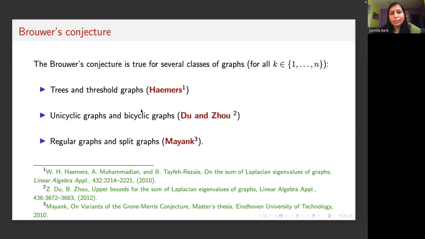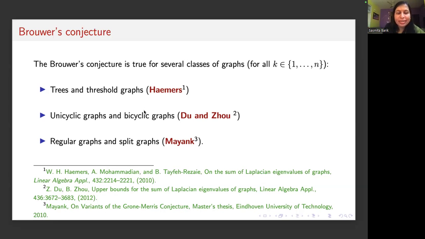For unicyclic graphs and bicyclic graphs, Du and Zhou have shown that it's true. For regular graphs and split graphs, Ebrahimi and others have shown that it's true. There are other classes also, like if it holds for two graphs, then it holds for their Cartesian product also. Those kinds of work have been done, but the conjecture is still open, and for general k from 1 to (n minus 1) by 2, it has not been shown for all cases. So it's a very interesting conjecture, but sometimes we feel it's very difficult also.